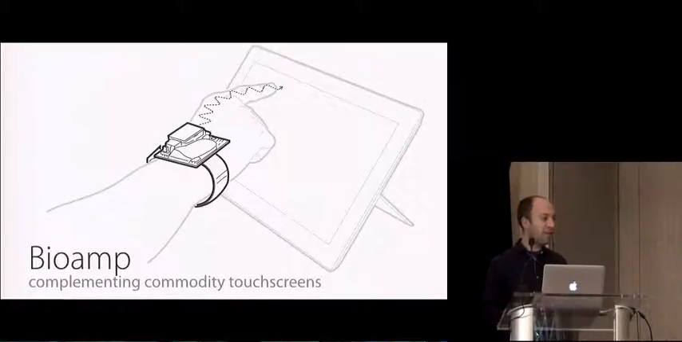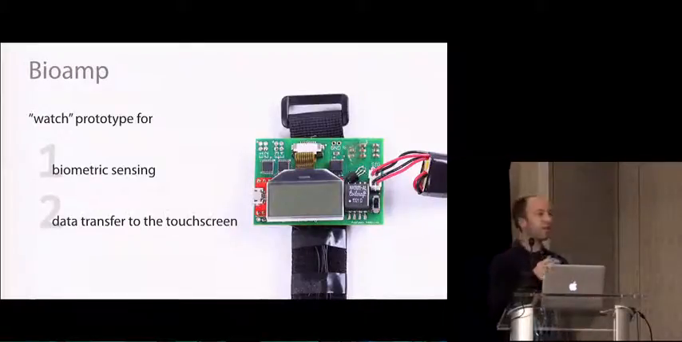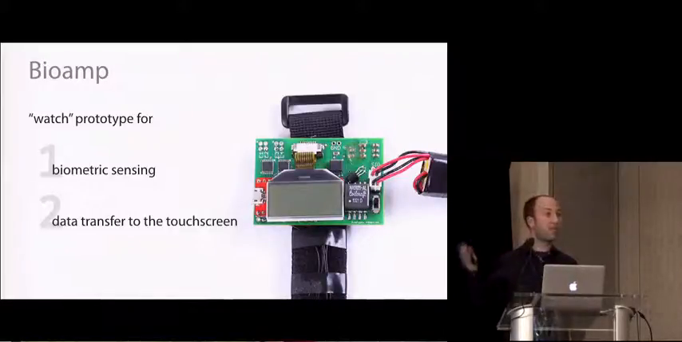It turns out that the answer comes in the form of a wearable device, but this wearable device is very different from the ones that I presented in the related work earlier. It's not a token, but in many ways it's an extension of the touchscreen itself. So it does two things. It's a watch prototype that does biometric sensing, and it transfers the biometric features directly to the touchscreen.